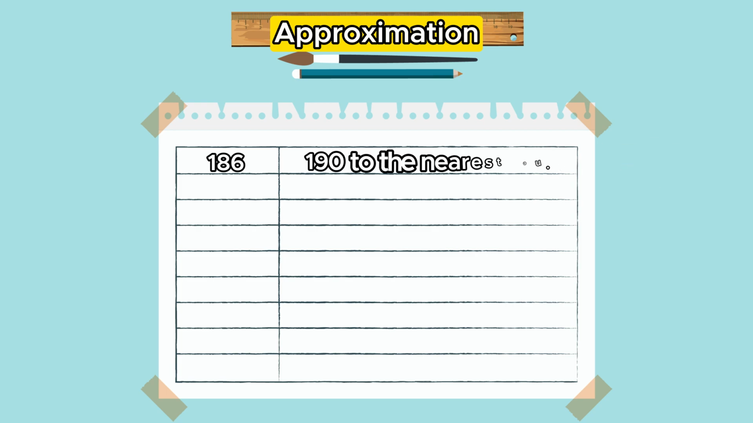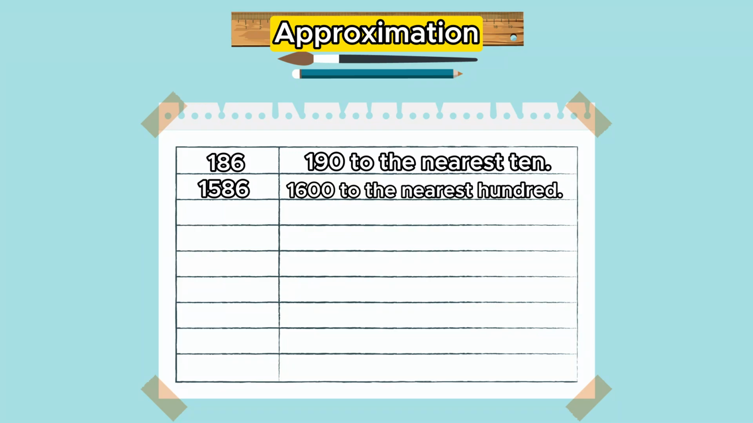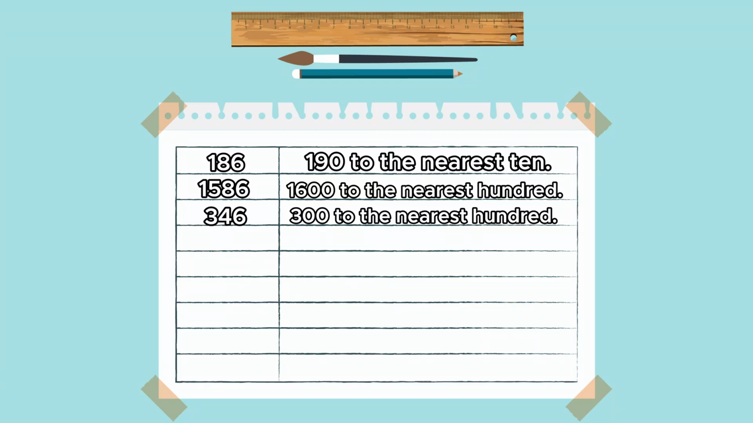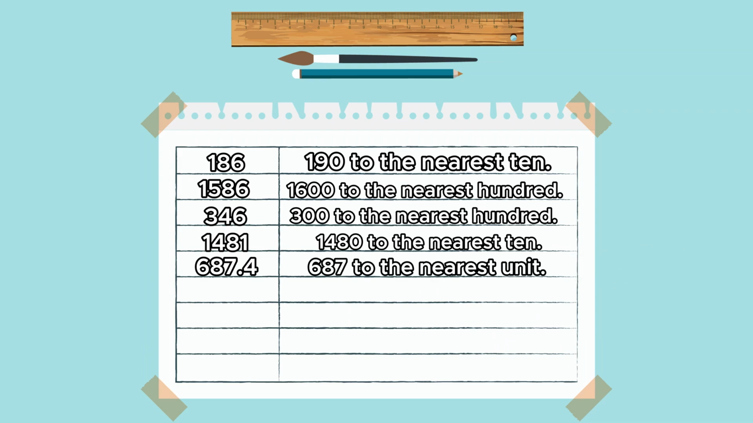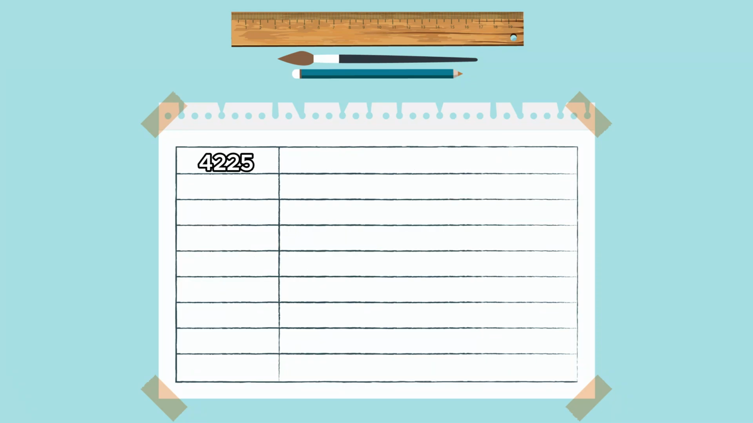186 is approximated to 190 to the nearest 10. 1586 is approximated to 1600 to the nearest 100. 346 is approximated to 300 to the nearest 100. 1481 is approximated to 1480 to the nearest 10. 687.4 is approximated to 687 to the nearest unit. 4225 is approximated to 4000 to the nearest 1000.